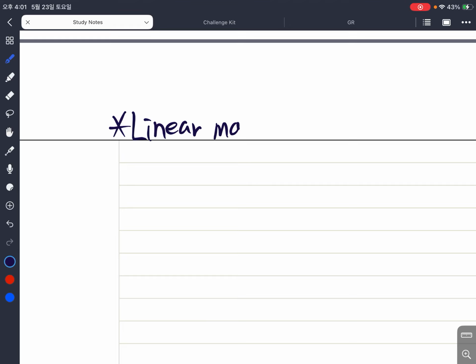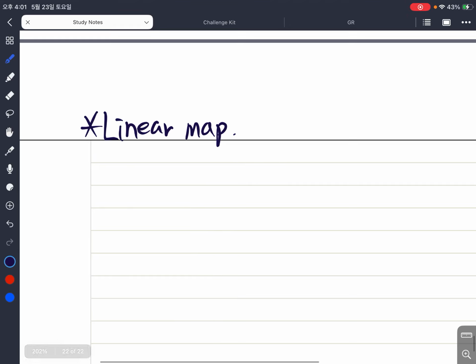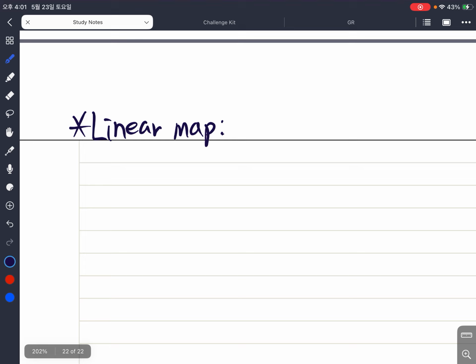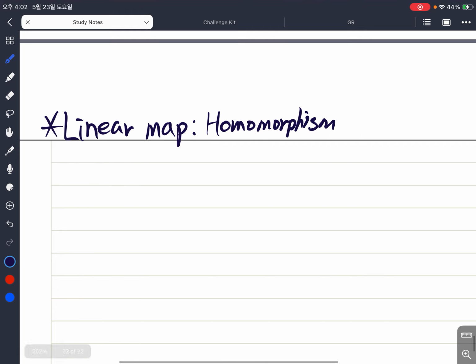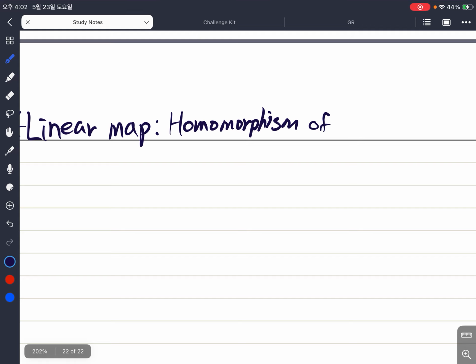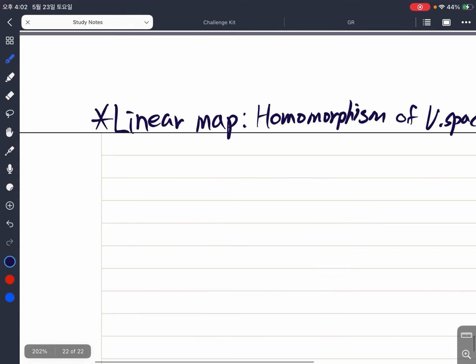Today, I'll explain linear map, focusing on isomorphism. More precisely, it is just homomorphism of a vector space. So, homomorphism is a structure preserving map.